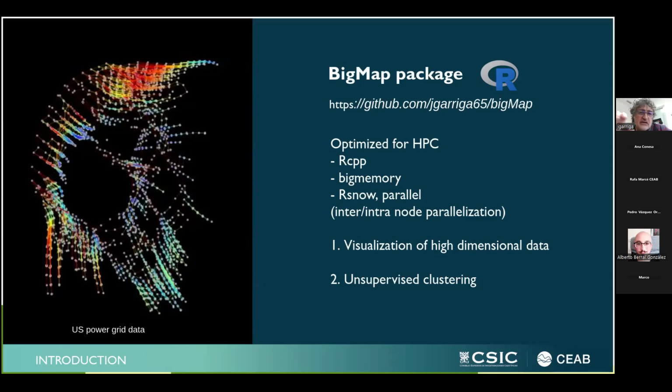We are using the package bigmemory because we use pointers to big matrices, and we use the packages Snow and parallel also because we implement parallelization, including Open MPI parallelization. That means that we can use different nodes. We can use hundreds of cores to perform the computations. And the main goal of the package is basically the visualization of high-dimensional data and the unsupervised clustering of high-dimensional data.